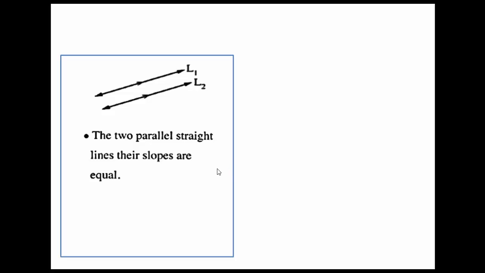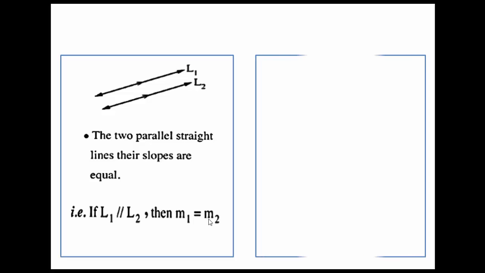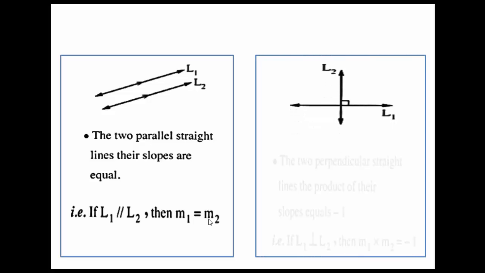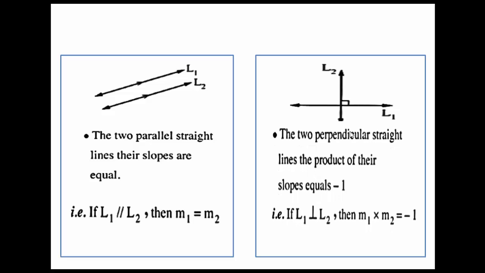Two parallel straight lines have equal slopes. It means if L1 is parallel to L2, then the slope of L1, represented by M1, equals the slope of L2, represented by M2. If L1 is perpendicular to L2, the two perpendicular straight lines, the product of their slopes equals -1. It means if L1 is perpendicular to L2, then M1 multiplied by M2 equals -1.